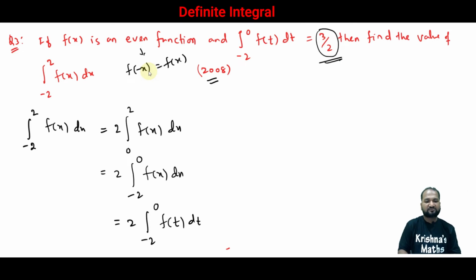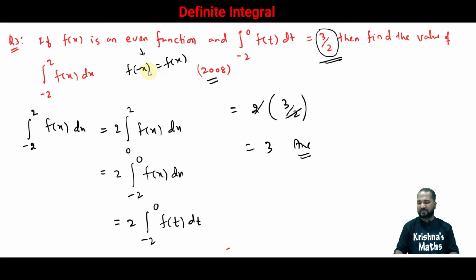Why? Because when you keep the limit the same, even if you change the variable, the value of the integral remains the same. So 2 into this is given as 3 by 2. So 2 and 2 will get cancelled and the answer is 3. This came in 2008.